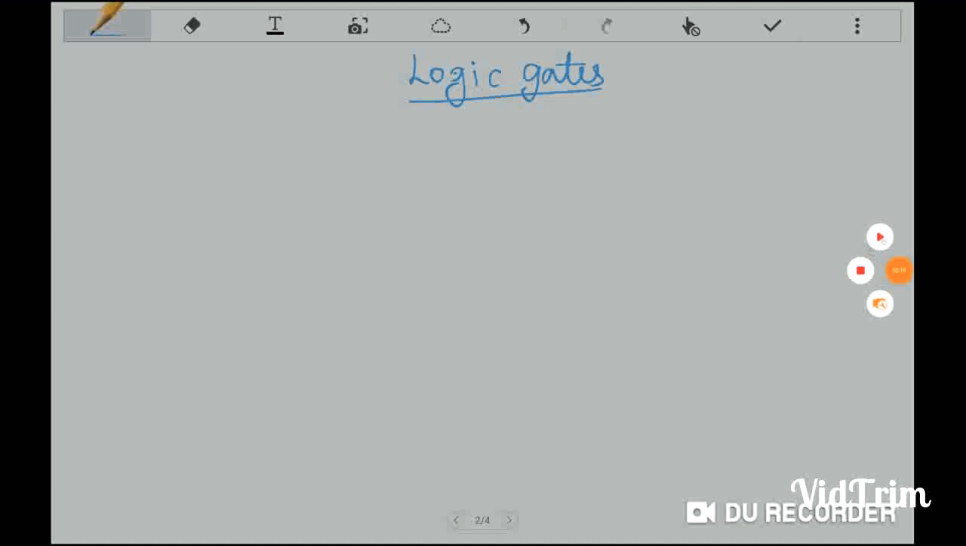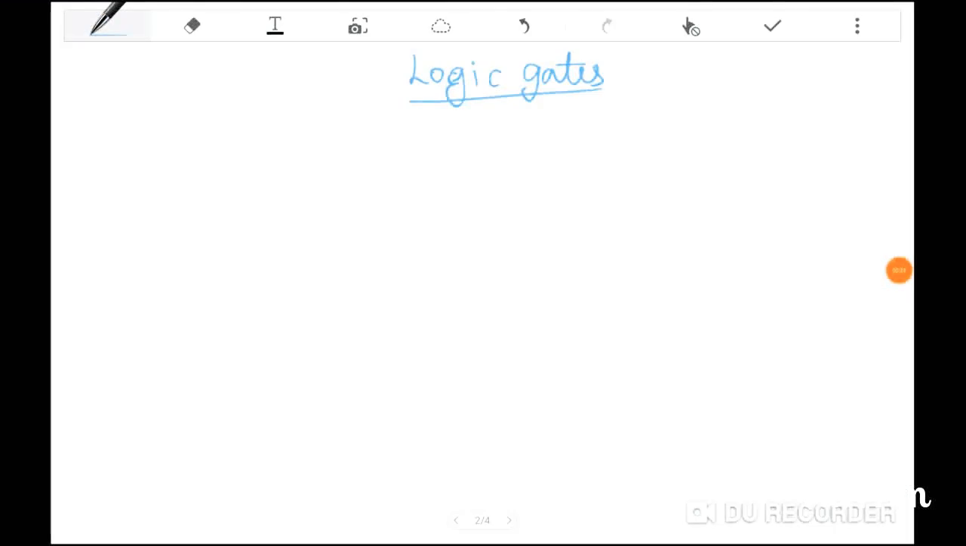Today's tutorial will be part number 1 for the topic named logic gates. Yes, so logic gates. This is one of the most important topics in electronics, or we can say logic gates are known as the heart of digital electronics.